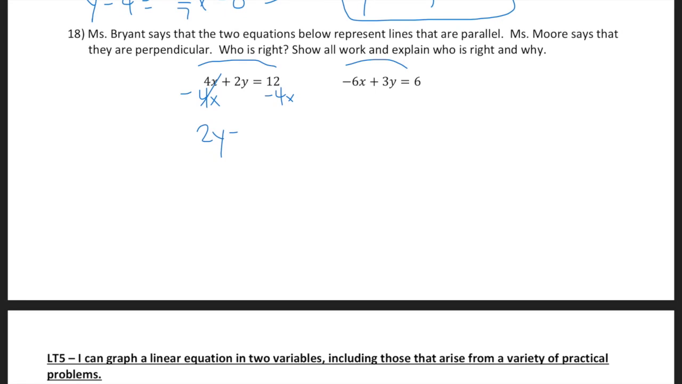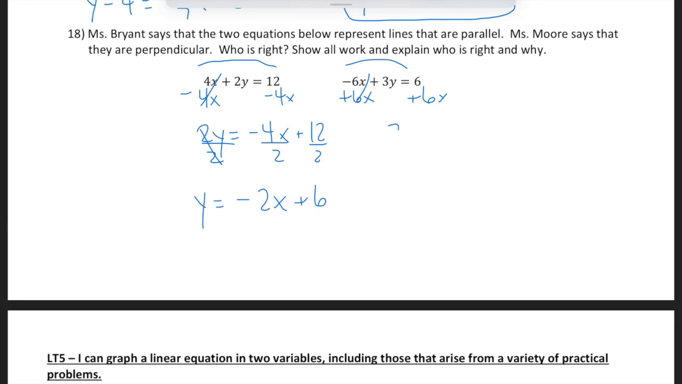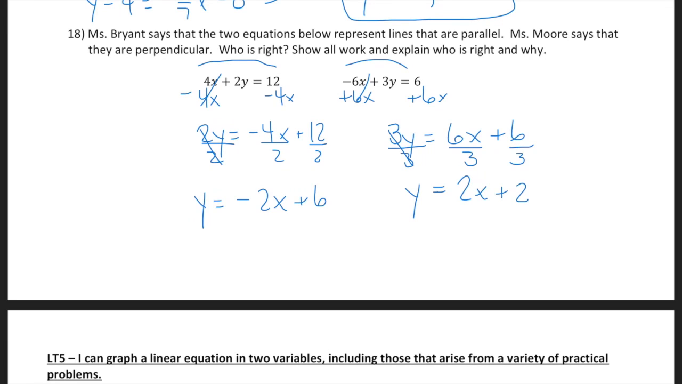So 2y equals negative 4x plus 12. Divide everything by 2. y equals negative 2x plus 6. Second one, I need to add 6x on both sides. I'm going to get 3y equals 6x plus 6. Divide by 3. y equals 2x plus 2. So Ms. Bryant says that they're parallel. Ms. Moore says they are perpendicular.